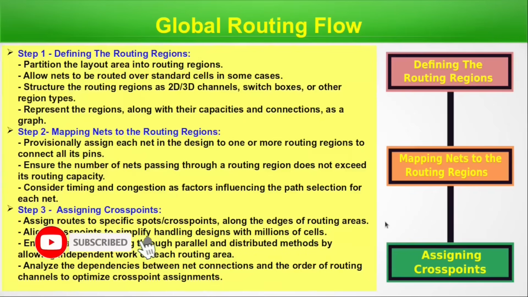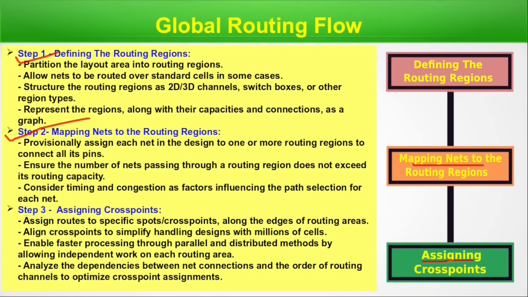So the global routing flow. First is defining the routing regions, and there are some steps: partitioning the layout area into routing regions, allowing nets to be routed over standard cells in some cases, and structuring the routing region as 2D or 3D channels, switchboxes or other region types. Now represent the regions along with their capacities and connections as a graph. Step 2 is mapping nets to the routing regions. Provisionally assign each net in the design to one or more routing regions to connect all the pins. Ensure the number of nets passing through a routing region does not exceed its routing capacity. Consider timing and congestion as factors influencing the path selection for each net.